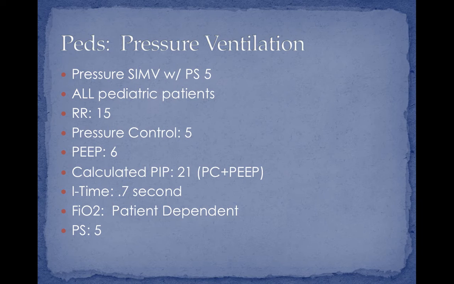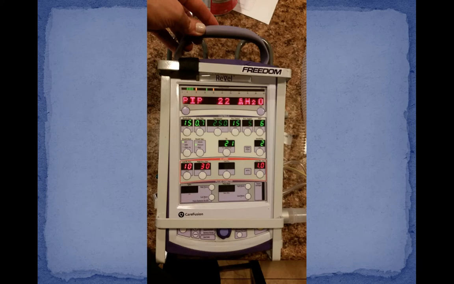I time should come down a little bit, about 0.7 seconds. Remember, if it's a little smaller peds, that should be even a little shorter. If it's a bigger peds, the 0.7 is just fine. And FiO2, again, will be patient dependent, and that pressure support of about 5 centimeters of water is good for them. So for those of us using the Revel, when you say pediatric patient, intubated, go, this is what you get.